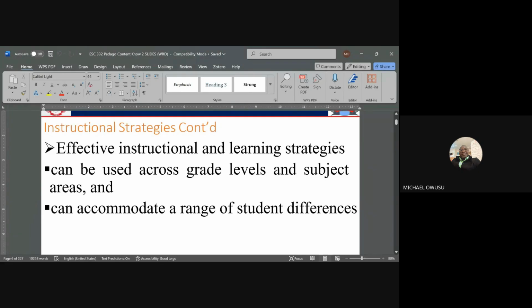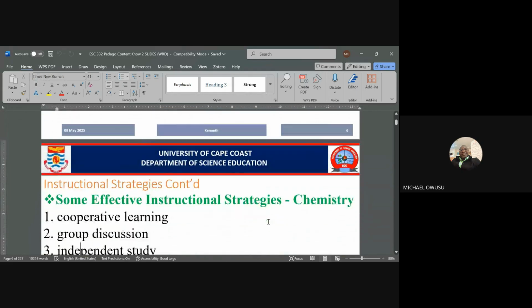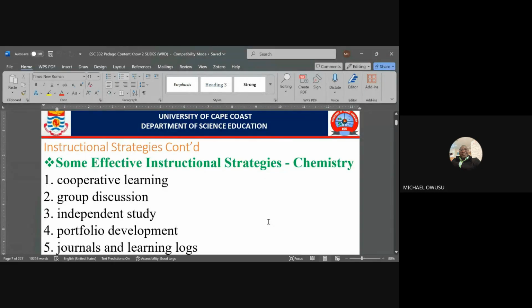So you can use them anywhere. And then you can also accommodate all kinds of differences, all kinds of students with differences in behavior, whatever. You can also do that for effective instruction. Okay, let's look at some of the instructional strategies that can be used.